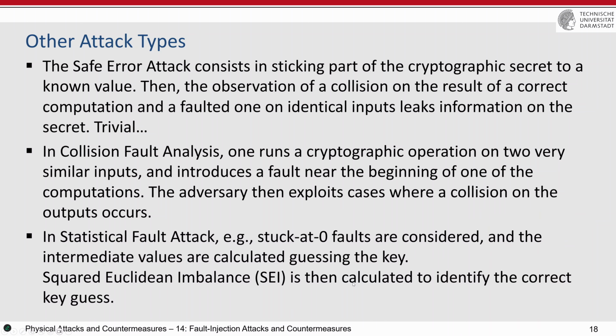Then a statistical fault attack. They consider stuck at 0 fault or stuck at 1 fault. And then they look at the intermediate values of the cipher by guessing the key, and they calculate the squared Euclidean imbalance, or SEI, to identify the correct key guess. First of all, what is the Euclidean imbalance? Euclidean difference.